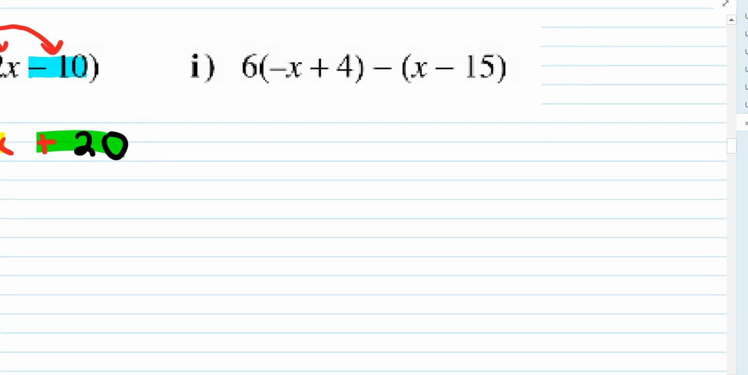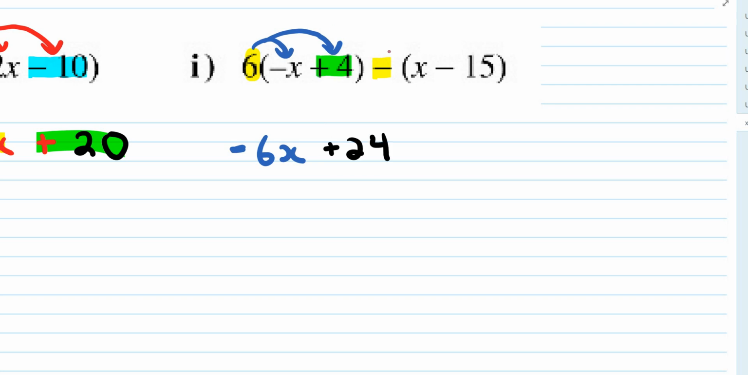Okay, so now we want letter I. So once again, we're just distributing here. We have 6 multiplying into the brackets here. So I get -6x. And then 6 times positive 4 is going to be positive 24. And then we can just distribute into the brackets here. That's going to be a -x. And then a negative times a negative is going to be positive 15.